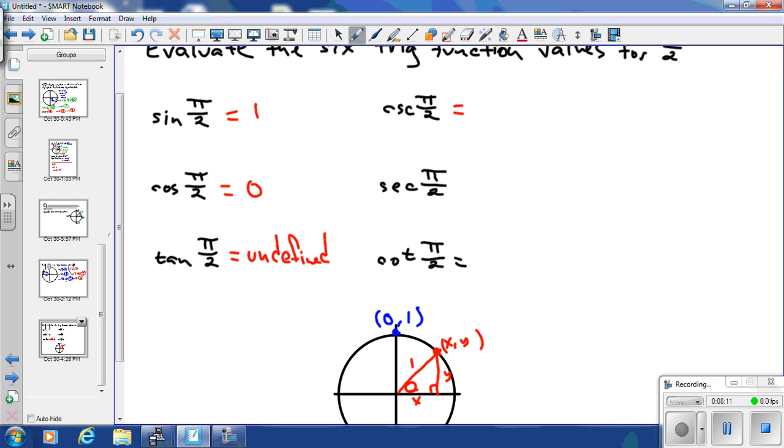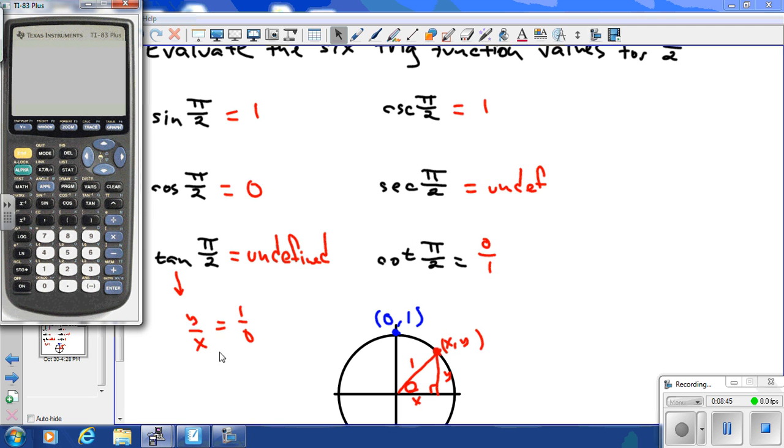The cosecant is going to be the reciprocal of this, which is still going to be 1. The secant is going to be the reciprocal of this, which is now going to be undefined. And the cotangent will actually be defined, because here we said that the tangent was y over x, which was sine over cosine, which was 1 over 0. Well, the reciprocal of 1 over 0 is 0 over 1.